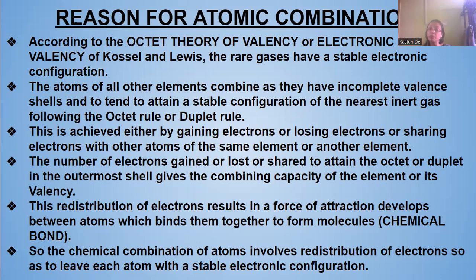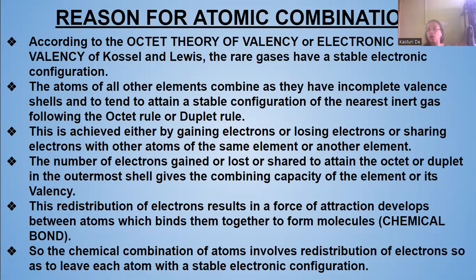The atoms of other elements combine as they have incomplete valence shells. As they have incomplete valence shells, they will combine with another atom of another element or of the same element to form a molecule, to attain the stable configuration of the nearest inert gas. It may be the octet rule or the duplet rule. Following the octet or duplet rule, they try to form a stable configuration by completing their valence shell.